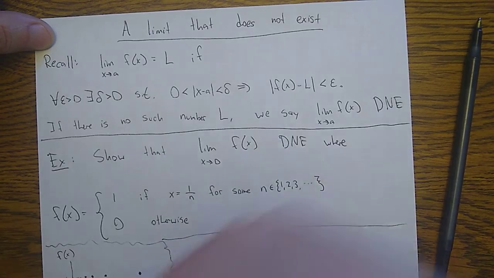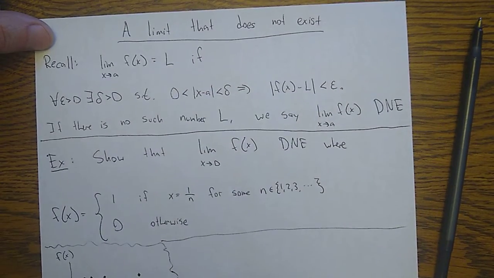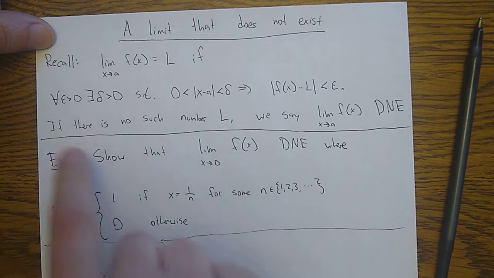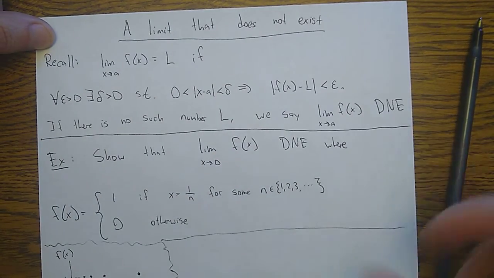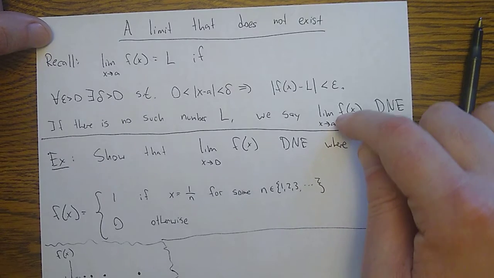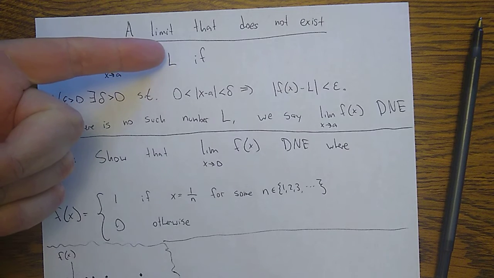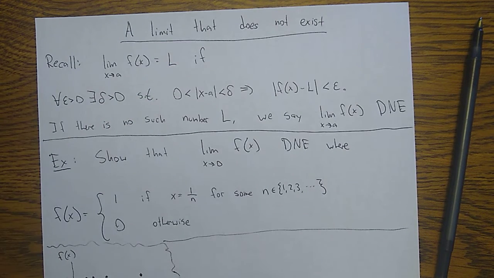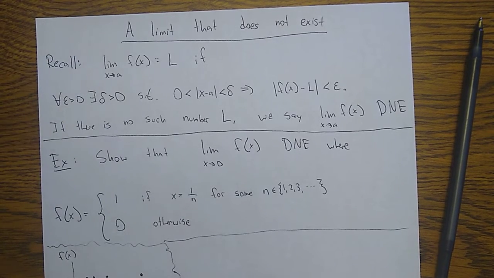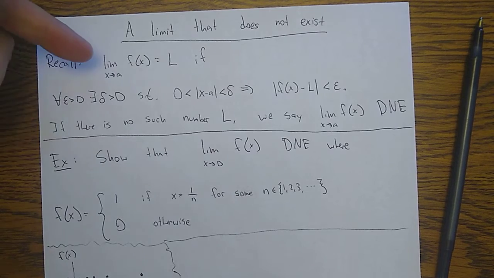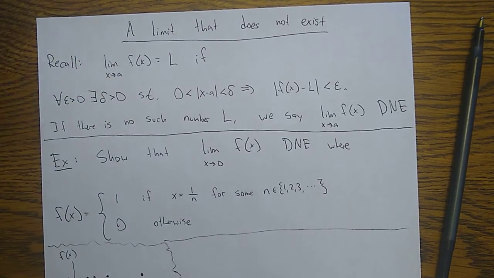But what if there's no number L with this property? If there's no number L that satisfies this, then we say the limit as x goes to a of f of x just does not exist. We proved that if a limit does exist, then it's unique. You can't have two different limits. But it's still possible that you won't have any limit. So if I write a limit like this, either it doesn't exist or it has one single value.